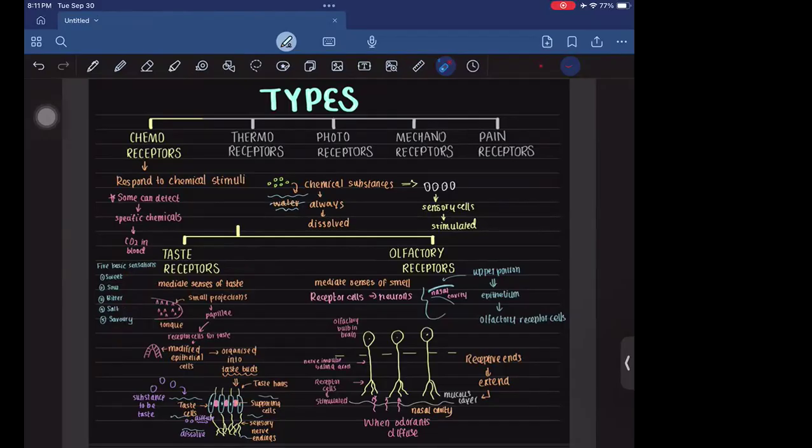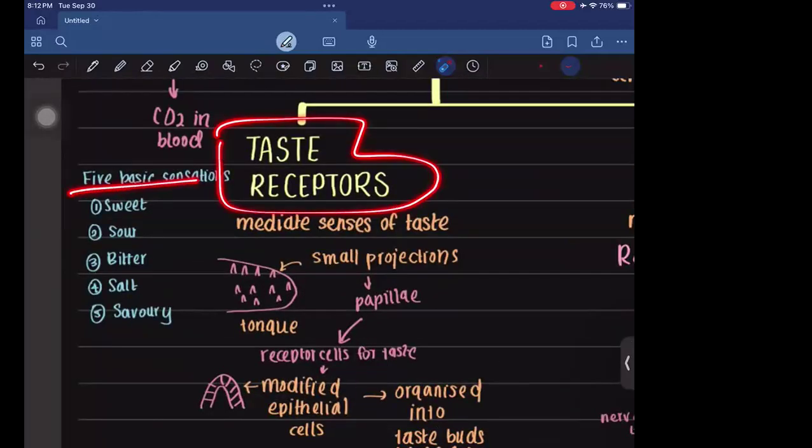Under taste receptors, what are the different types of sensations that they can detect? They will be mediating the senses of taste. There are five: you can detect the sweet taste, the sour taste, the bitter, salt, and savory. Taste receptors can detect these five basic sensations. So where exactly are these taste receptors present? If you take your tongue, there will be small projections present in your tongue. These small projections are called papillae.